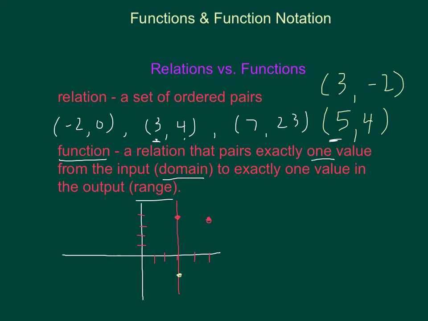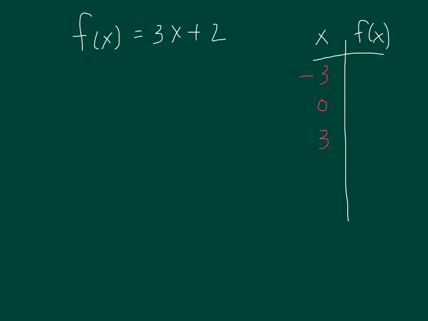Let's try some more. Now we're going to try to look at functions from a different perspective, an arithmetic perspective. When we look at this, we have function notation. And function notation is the way we prefer to write things in Algebra 2. F of x is simply a fancy way of saying y. The reason we prefer f of x is because y is a direct result of what x was.